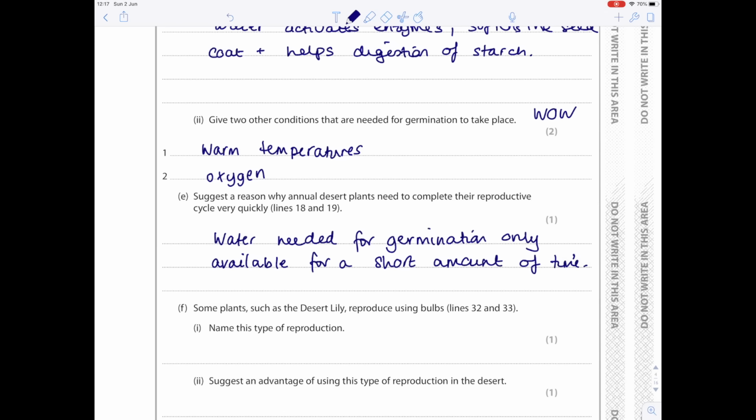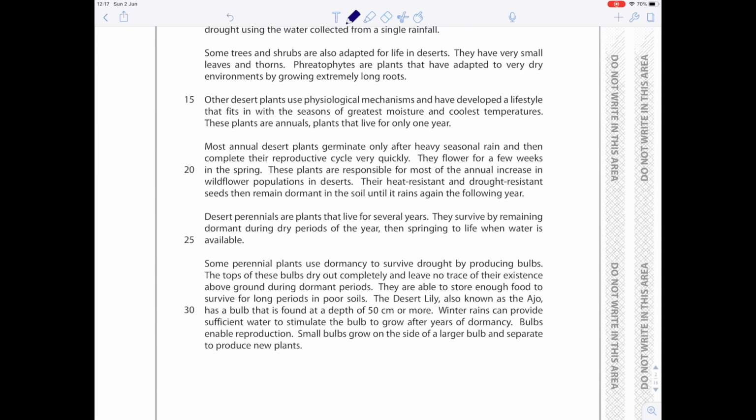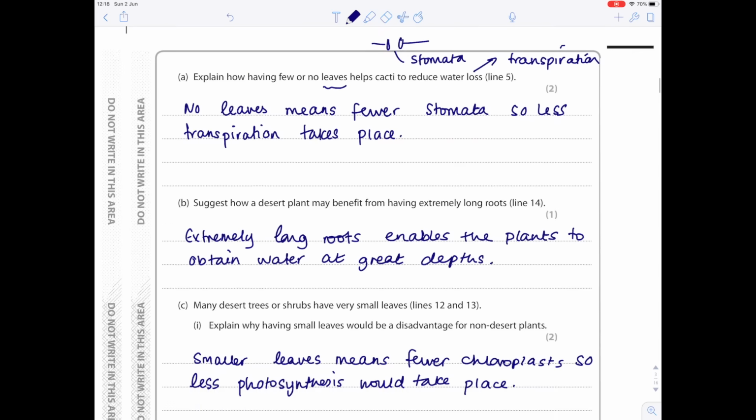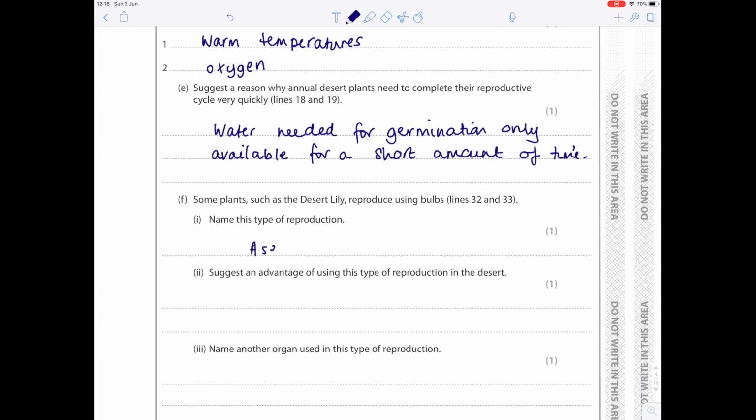Some plants, such as desert lily, reproduce using bulbs, lines 32 and 33. Bulbs enable reproduction. Small bulbs go on the side of the larger bulb and separate to produce new plants. Oh, actually, finally helpful. So if it's grown from the same plant, then it must be asexual reproduction. So that's actually quite a useful thing they've mentioned here. So the type of reproduction here is asexual reproduction because it grows off the main plant. There's no fusion of gametes.